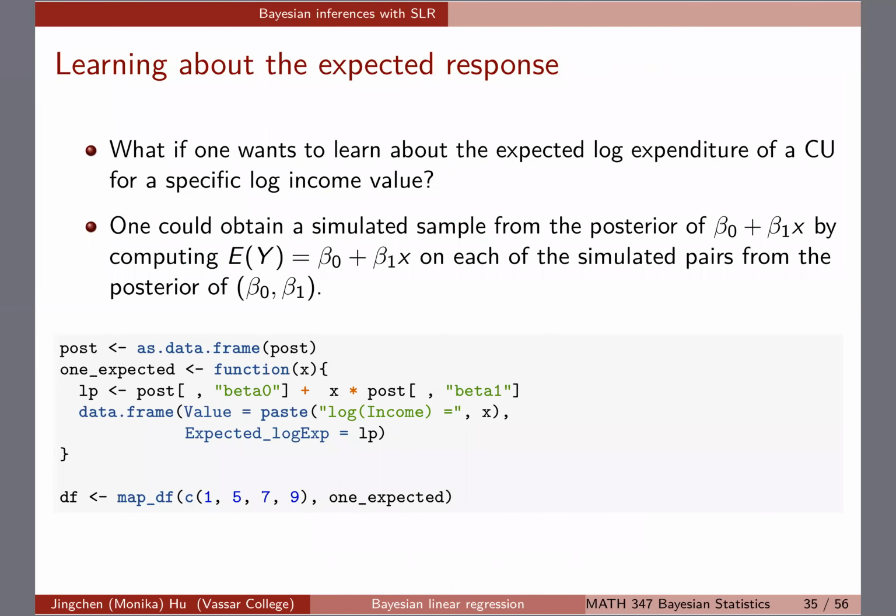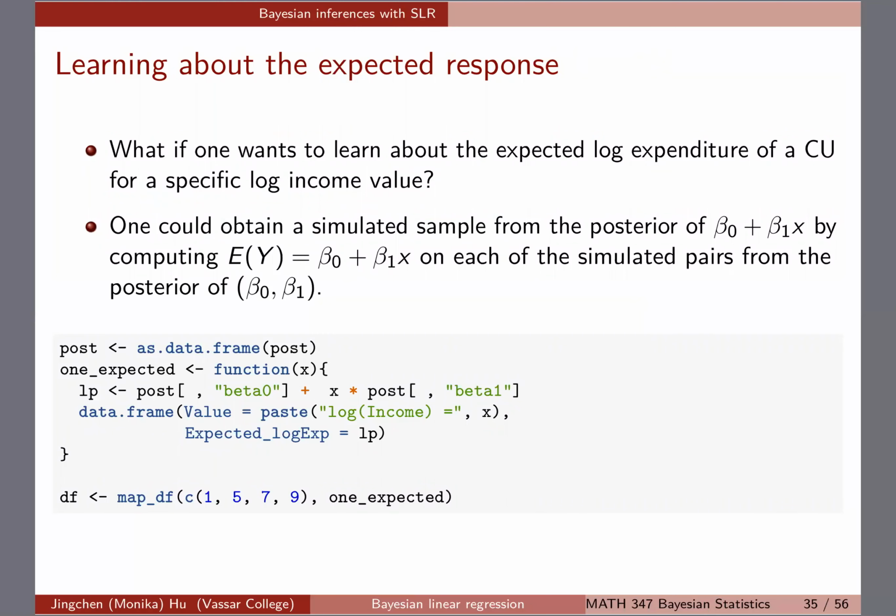So that's one thing. You can also learn about the expected response, and we know that the expected response will be beta 0 plus beta 1 times x, because that's the expectation. So what if someone just wants to learn about the expected log expenditure? What they can do, not surprisingly, is obtain a simulated sample from this beta 0 plus beta 1 x by computing the expectation of each of the simulated pairs. So we have 5,000 pairs, right? And then we have all of the x that we have.